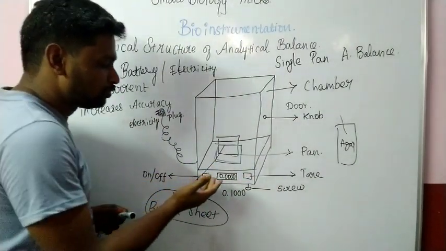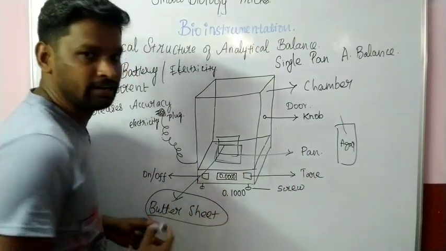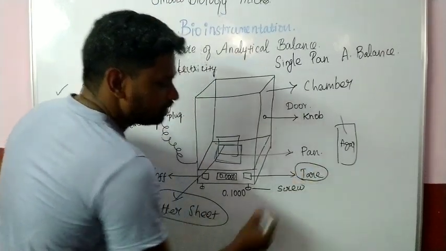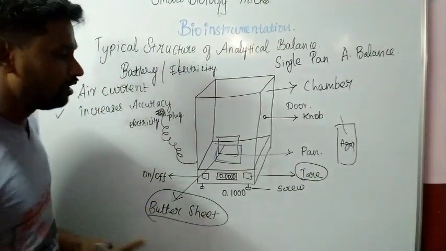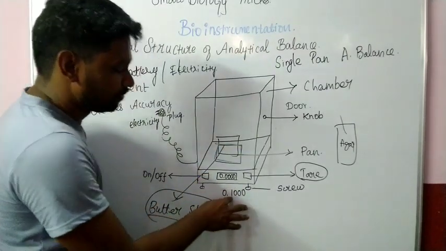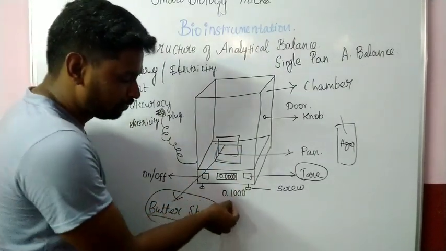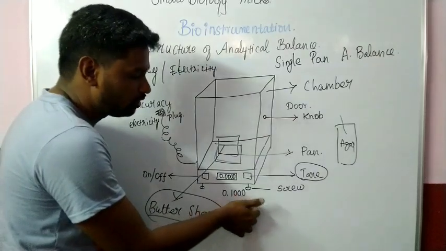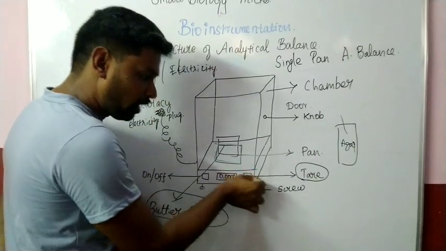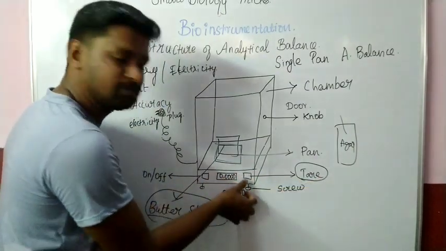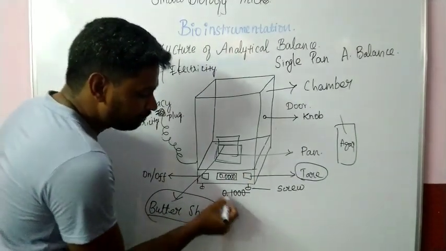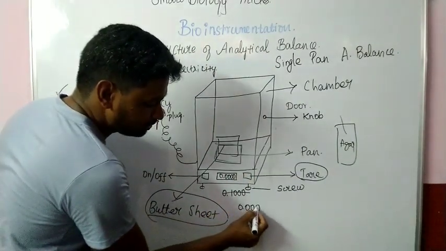So you have to press the tare button. Another button found in this instrument is called the tare button. This tare button is used to subtract the value which is present in the instrument. So before using the instrument, if you find 0.100 or any value here, you have to hit the button called tare. If you hit the tare button, the value will become 0.0000.